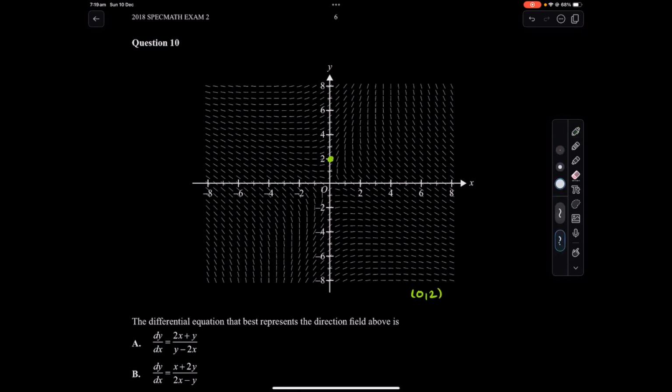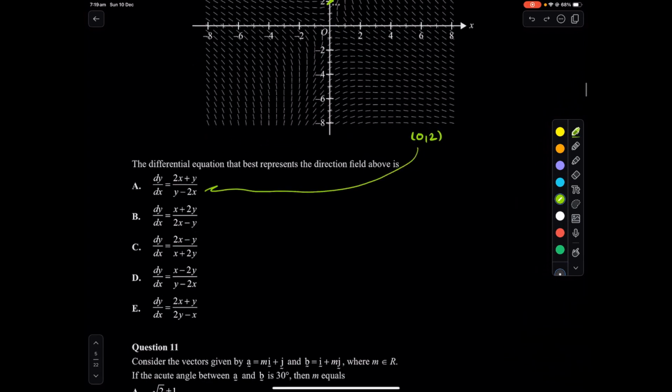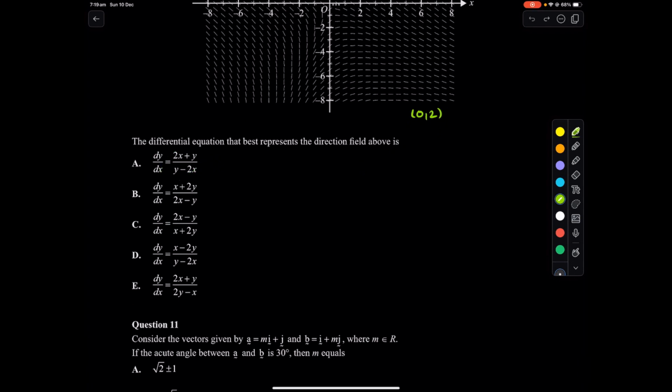And what do we see at that point? We see that the gradient is positive, because the gradient's going up. So let's have a look. If we sub in here, the dy dx must be greater than 0. So if I sub it into this, we get 2 over 2, which is 1, which is greater than 0. So that gets a tick here.